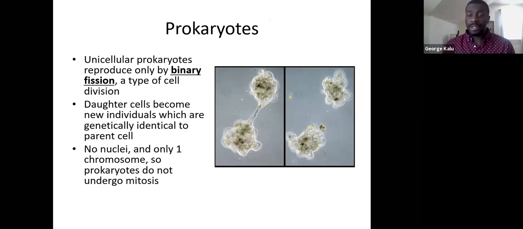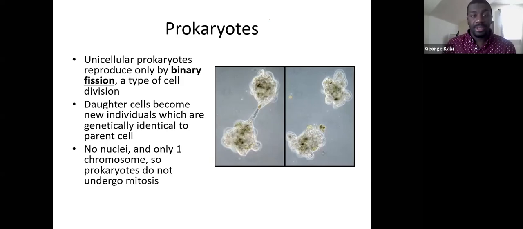Now this process is different from mitosis because prokaryotes do not have a nucleus, and because they only have a single chromosome. So for that reason, the prokaryotes are not going to be going through mitosis. There's not going to be a nucleus to break down, and there's not going to be a bunch of chromosomes to line up. You just have a single nucleoid and a single chromosome. So that's what we see here. We have this parent cell splitting to eventually form a daughter cell through this process.